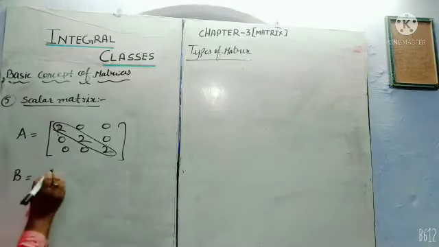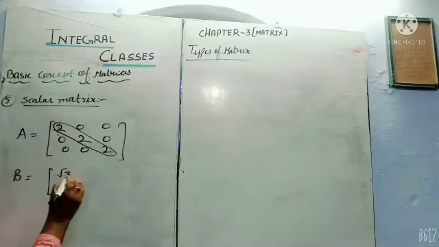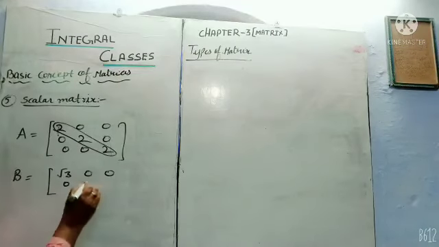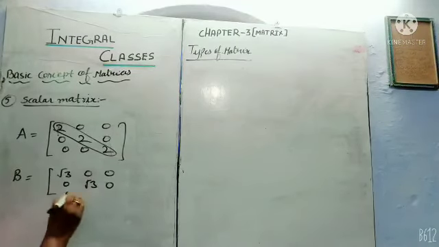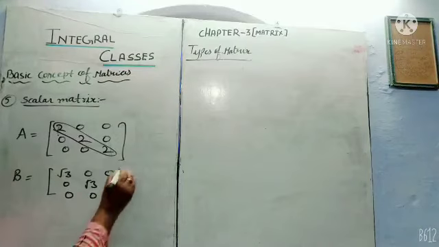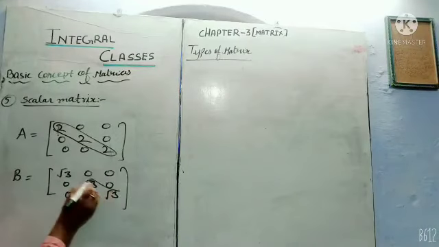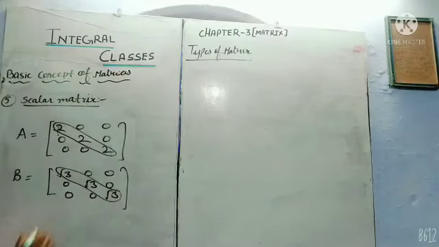Now suppose again we will write another matrix here. Its diagonal elements are also the same. So this type of matrix is called a scalar matrix. Next is the identity matrix.